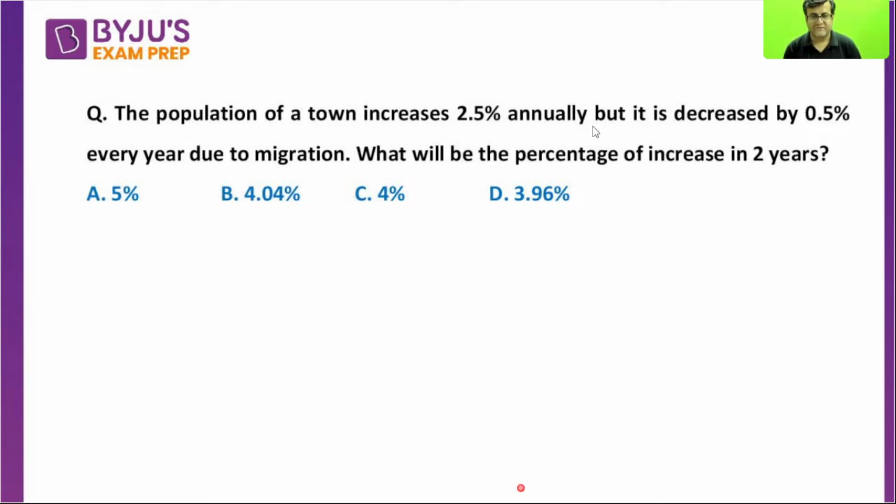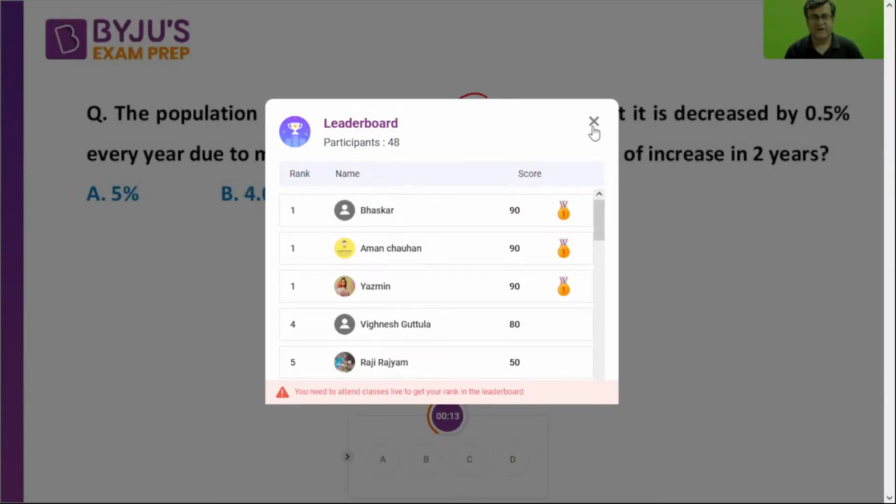Let's come to the next example. Tell me, everyone. Make it fast. Got it. Okay, good. B option is right. 2.5% is the increase.